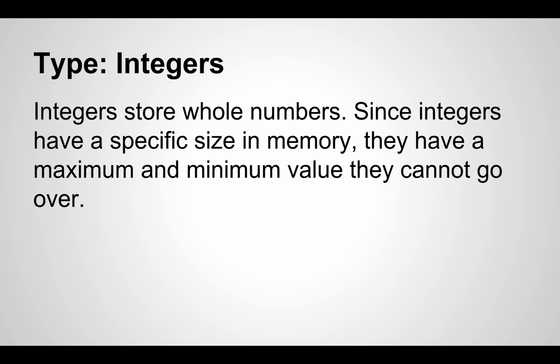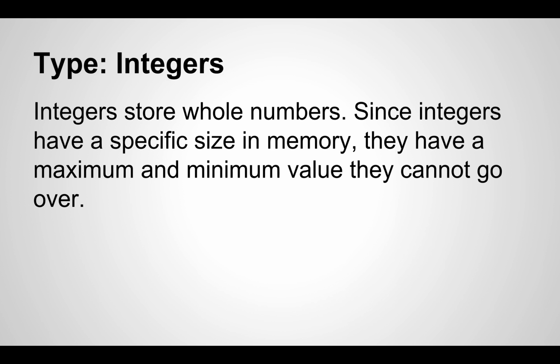Moving on. The first type that I was referring to was integers, or int. Integers are probably the easiest ones to work with. They store whole numbers. And since integers have a specific size in memory, they have a maximum and a minimum value they cannot go over. Let's say that in memory, if it uses 8 spots, you can only make X amount of values. So you have to know that.